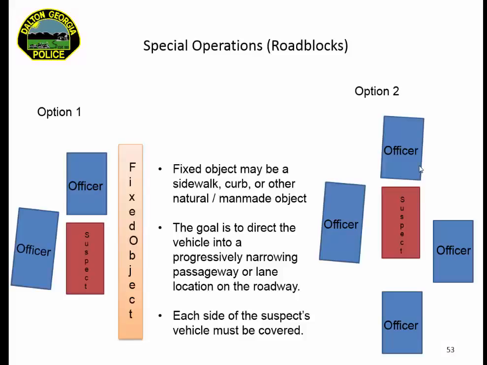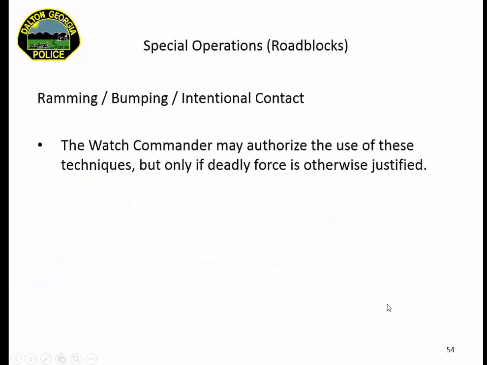So the goal is to direct the vehicle into a progressively narrowing passageway or lane location on the roadway, and then each side of the suspect's vehicle may be covered. Now you'll see on option 1, the rear of the vehicle is not covered. So technically this would work better with 3 officers, but you need at least a minimum of 2 in order to conduct this effectively. The watch commander may authorize the use of these techniques, which will be ramming, bumping, and intentional contact, but only if deadly force is otherwise justified.